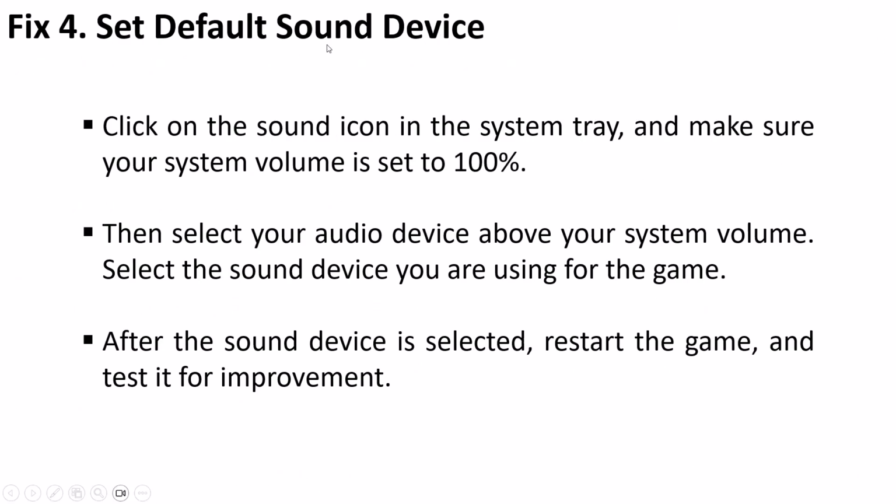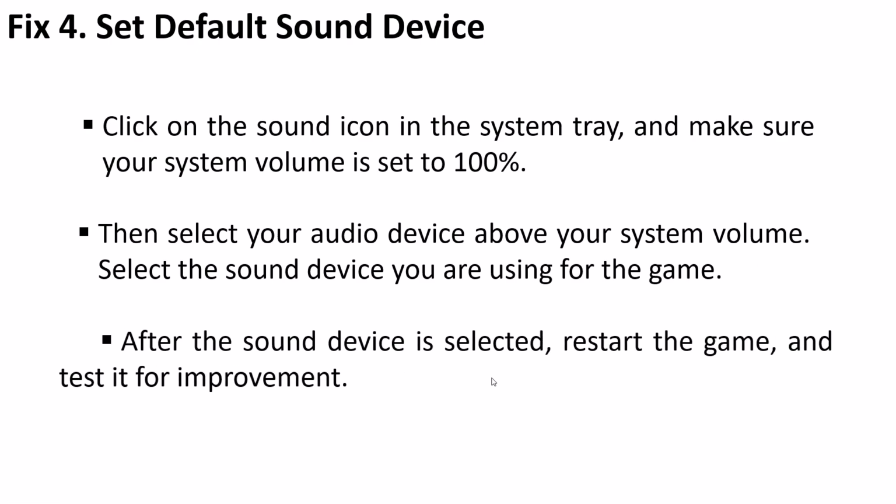Fix 4, set default sound device. Click on the sound icon in the system tray and make sure your system volume is set to 100%. Then select your audio device above your system volume. Select the sound device you're using for the game. After the sound device is selected, restart the game and then test it for the improvement.